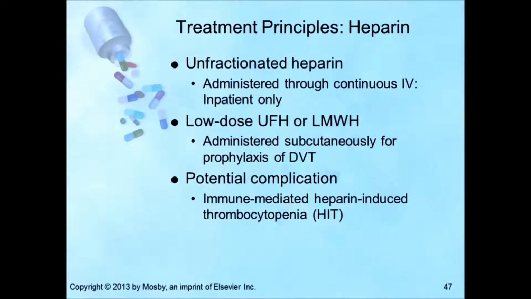Low-dose unfractionated heparin or low molecular weight heparin is given subcutaneously for prophylaxis of DVT, which may lead to PE in susceptible patients. Low molecular weight heparins and the anti-Xa inhibitor are the preferred treatments for prevention of VTEs in patients undergoing major orthopedic surgery, such as total hip or knee replacements, or hip fracture surgery as well.